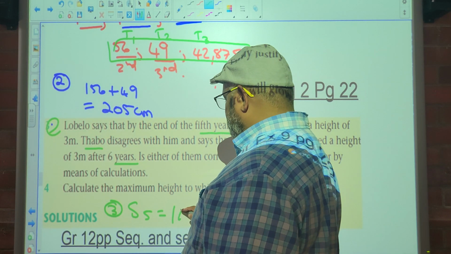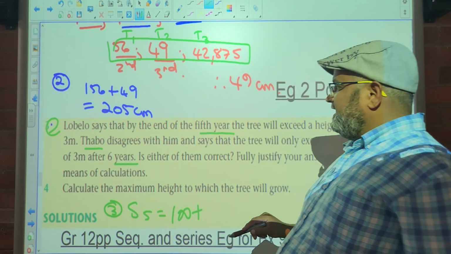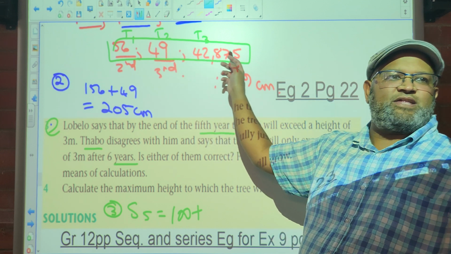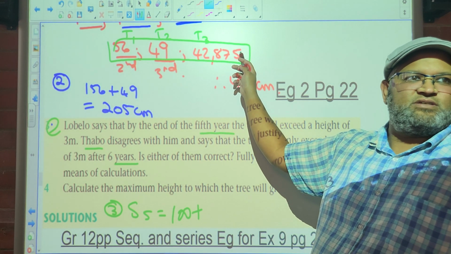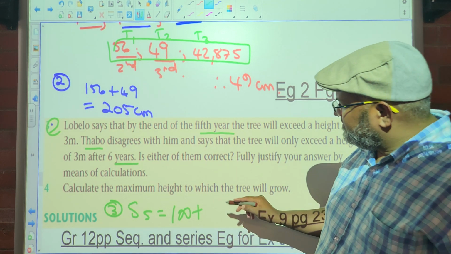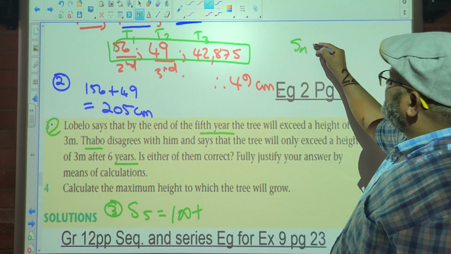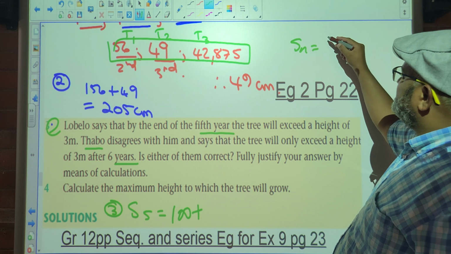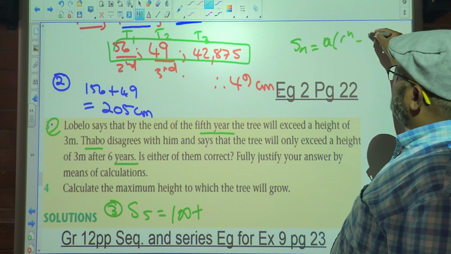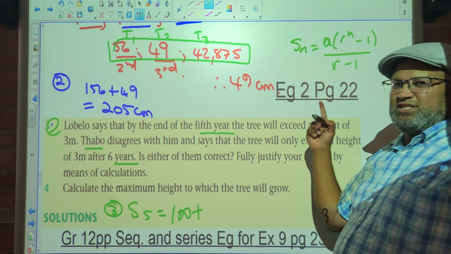100, correct? Plus. And then how many terms must I have from this pattern or from the sequence? 4. Not so. So how do you work out the sum formula for 4 terms? It's going to be a times r to the n minus 1 over r minus 1. Why am I using this formula?